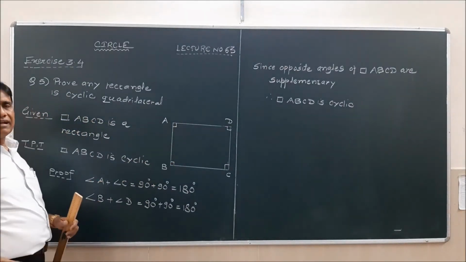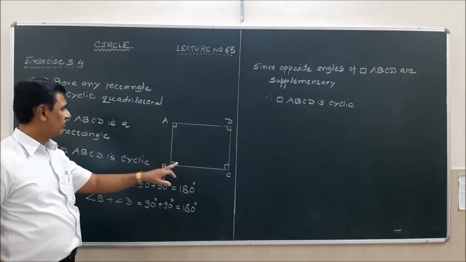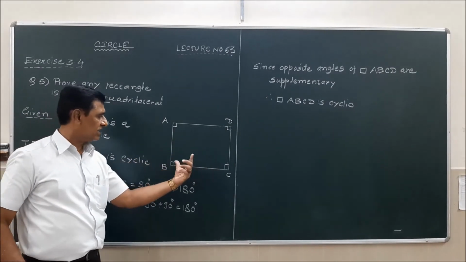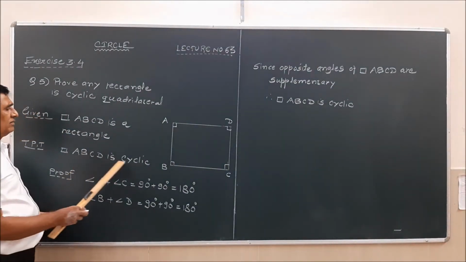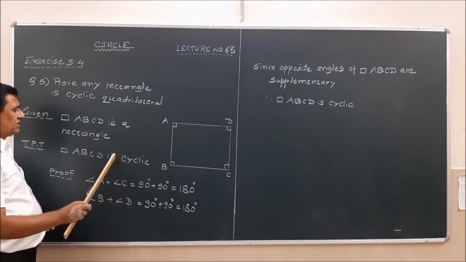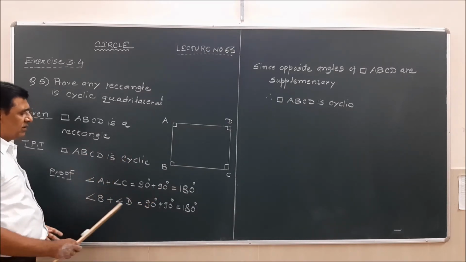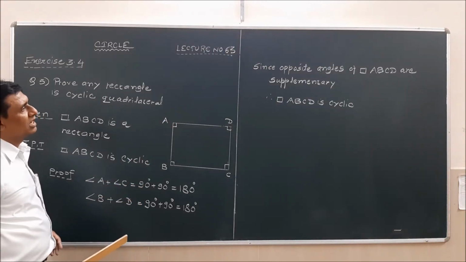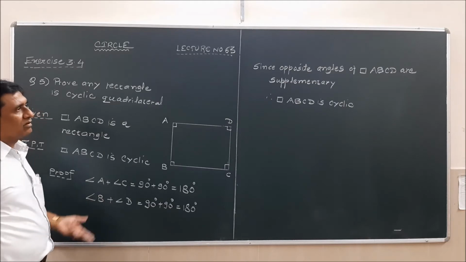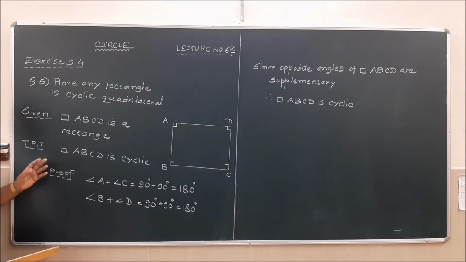The quadrilateral is given as a rectangle, and you all know angles A, B, C, D are all 90 degrees. A plus C is 180 as well as B plus D is 180. Nothing to understand here. To prove that ABCD is cyclic: it's a rectangle, A plus C, 90 plus 90, 180. B plus D, 90 plus 90 is 180. Since opposite angles of quadrilateral ABCD are supplementary, quadrilateral ABCD is cyclic. Very simple sum. So please look at this sum carefully.